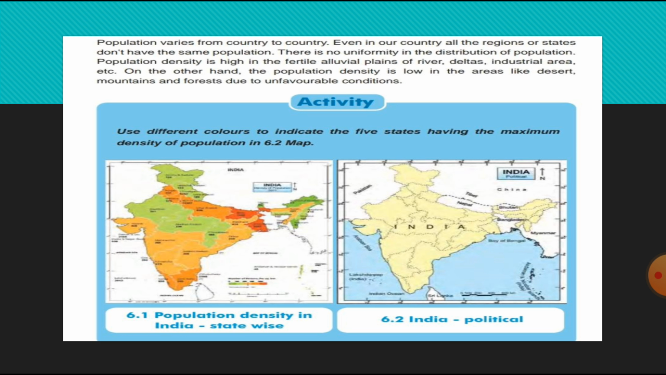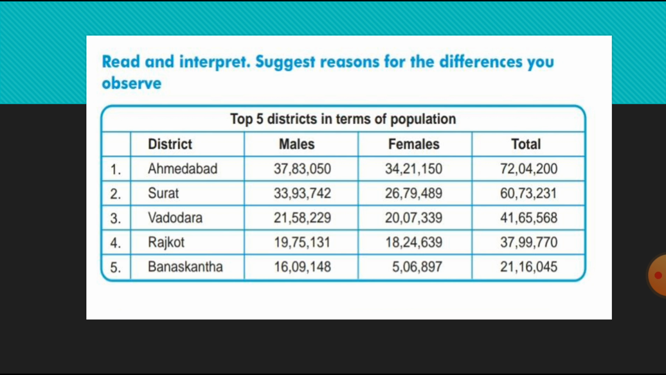And see, here they have given you the activity. Use different colors to indicate the 5 states having the maximum density of population in map 6.2. See, map 6.1 is population density in India state wise, and in 6.2, the Indian political map, you have to mark it. You have to mark over here, using different colors to indicate the 5 states having the maximum density of population. Read and interpret, and suggest reasons for the difference you observe.